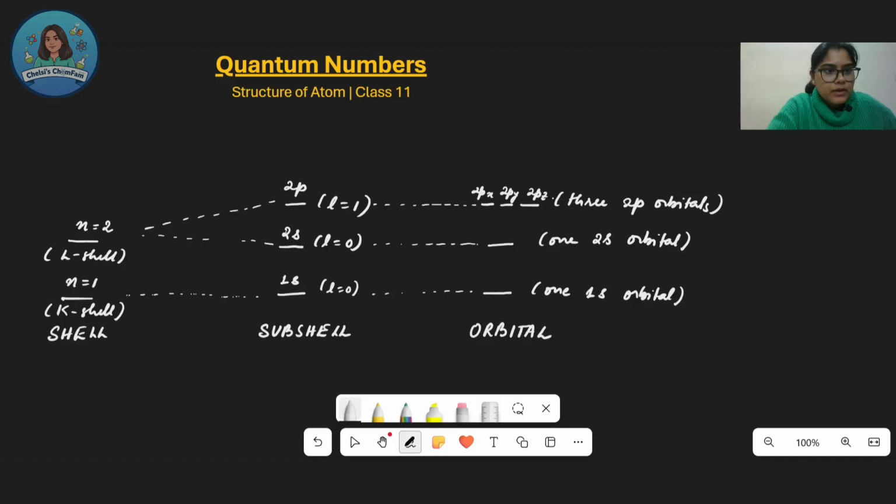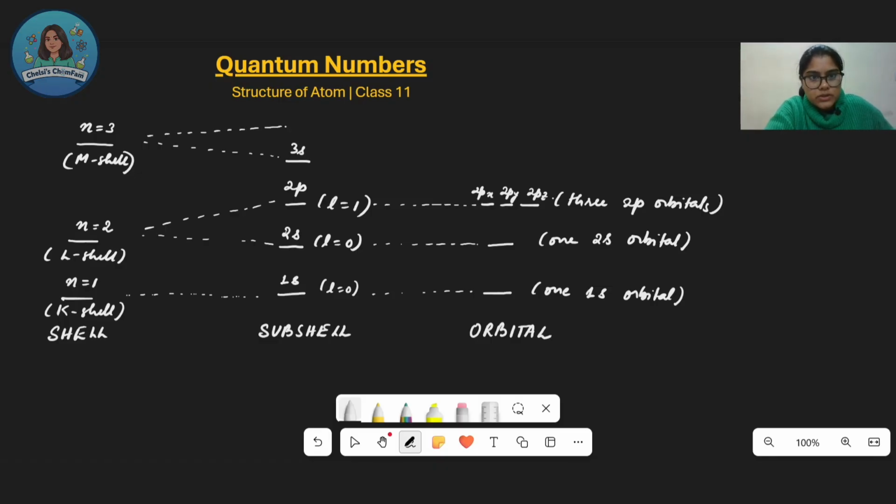Now, when n is equal to 3, that means the M shell. When n is 3, what are the possible values of l? 0, 1, 2, right? When l is equal to 0, that means the s subshell, so it will be the 3s subshell. When l is equal to 1, that means p, right? So it will be the 3p subshell. And when l is equal to 2, that means it is the 3d subshell.